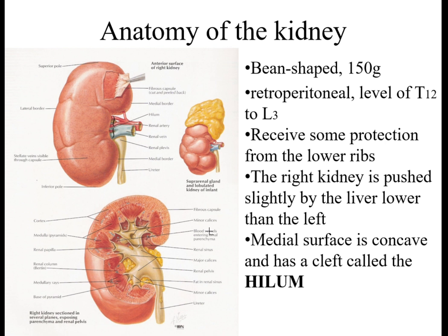So the kidney is in a retroperitoneal position, and as I already said, it is situated between the last thoracic and third lumbar vertebra. Here you can see the T12 and L3, the third lumbar vertebra, and the kidney shape is bean shaped. It receives some protection from the lower ribs.